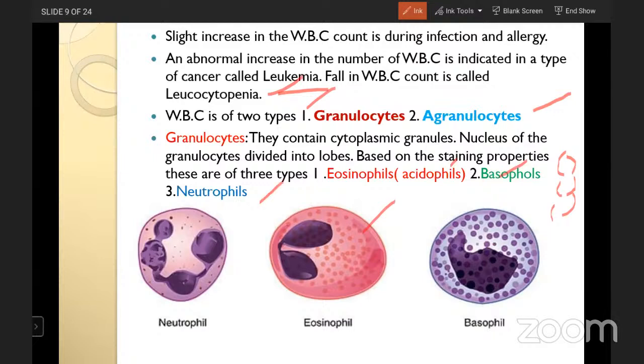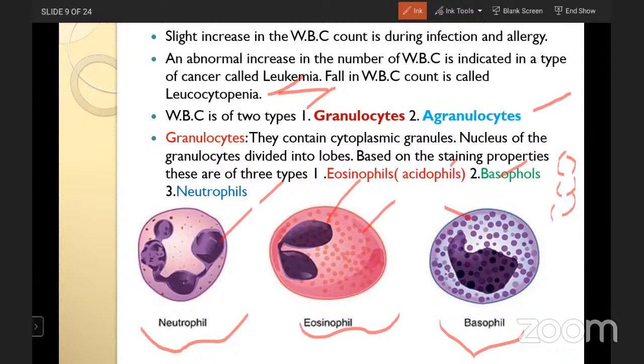What are the three types? Eosinophils or acidophils, basophils and neutrophils. In this picture you are observing a basophil, an eosinophil and a neutrophil. These are the granulocytes. In all three types of cells you observe the granules, and the nucleus has a lobe-like structure. These are the common features of granulocytes: cytoplasmic granules are present, the nucleus is divided into lobes, and they stain with chemicals according to the staining. They are divided into three types: eosinophils, basophils, and neutrophils.